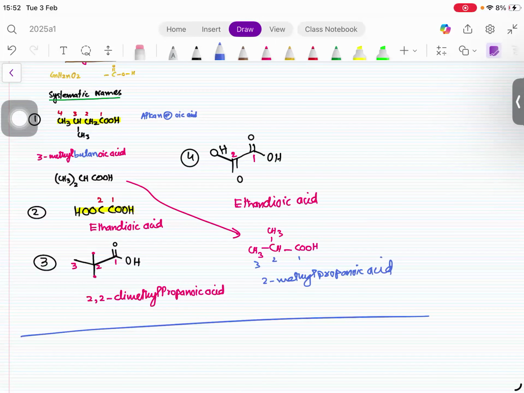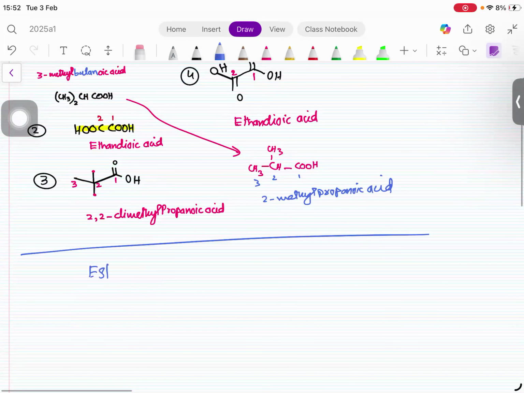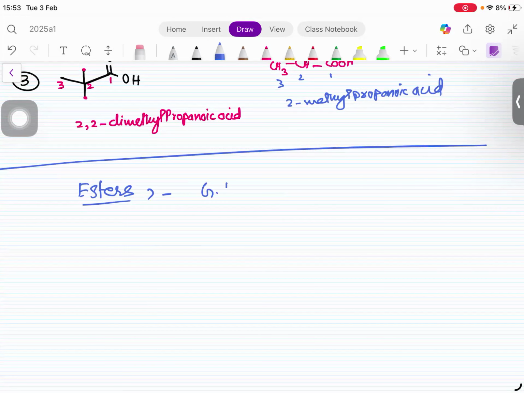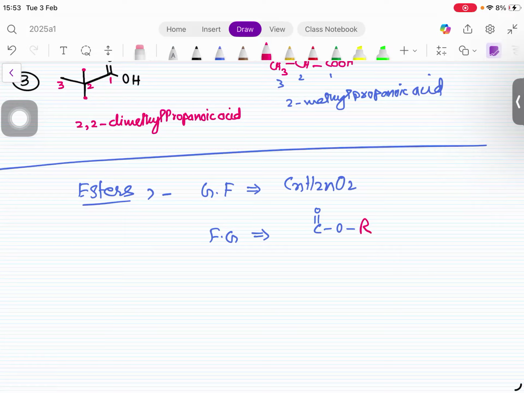Okay, the next is esters. The next functional group is esters. Esters are organic compounds with the same general formula as carboxylic acids, which is CnH2nO2. Their functional group, although, is different, as they are different organic compounds. Look, COO should be R. R means carbon chain. So what we say should be COOR. This should be the functional group for the esters.